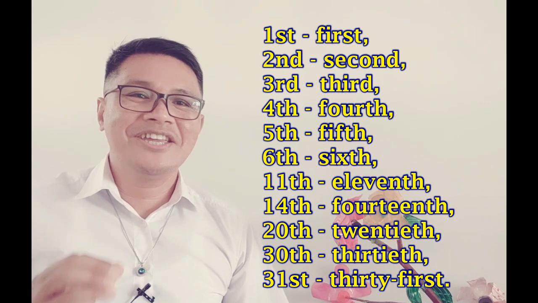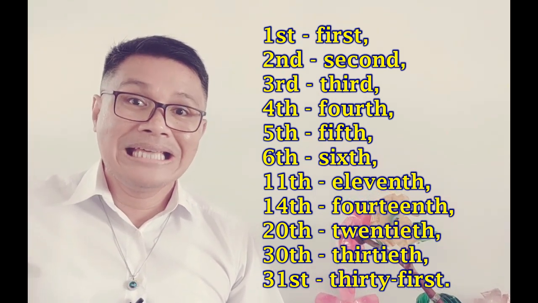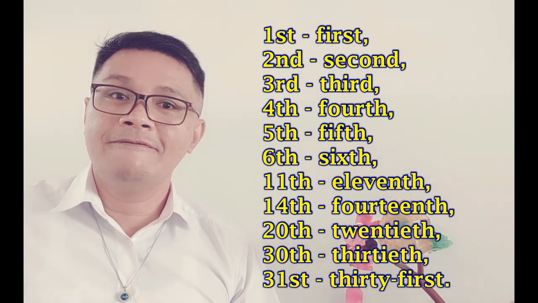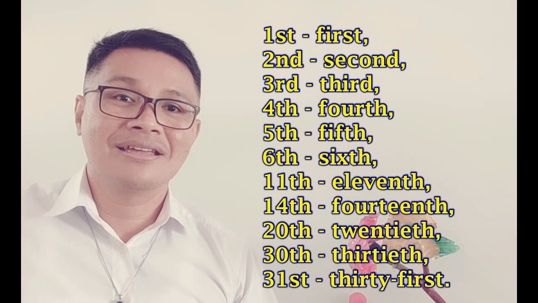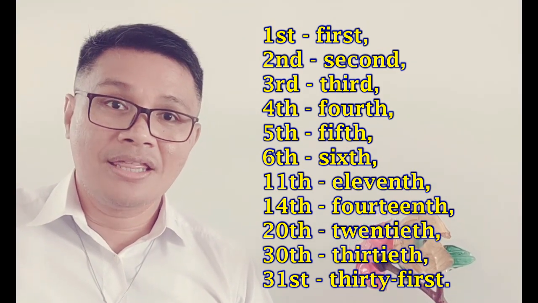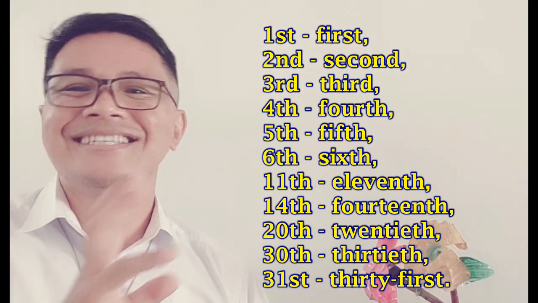And here are the ordinal numbers. First, second, third, fourth, fifth, sixth, 11th, 14th, 20th, 30th, 31st, and so on.